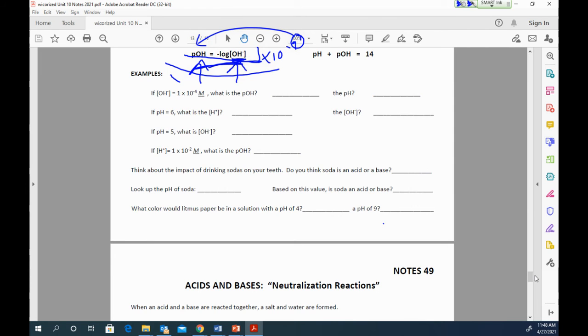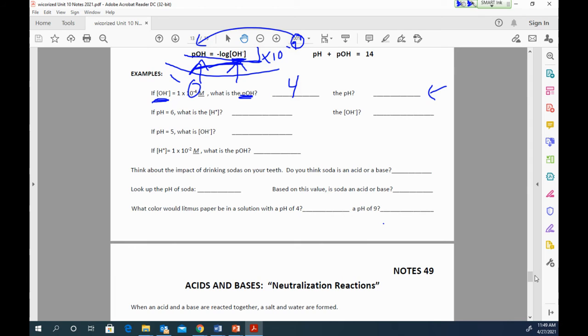Okay, so let's practice that. So it says, if I have the OH concentration, and it's 1 times 10 to the negative 4, what is the pOH? Well, what I just said, it works the same way as what we were just doing. As long as they're both OH, then it's just that number up there. So the pOH is 4. Well, how do I find the pH then? Because that's what I really need to know if something is an acid or base. I need to know what its pH is.